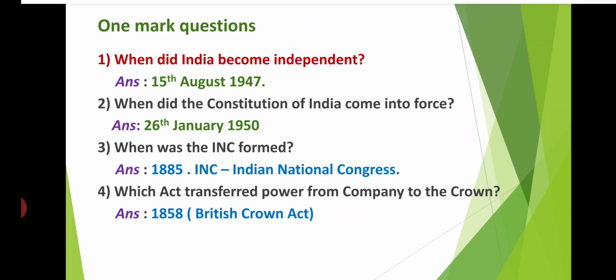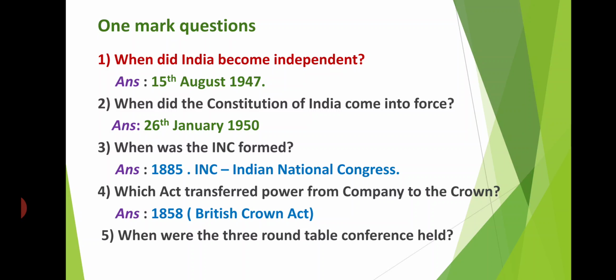Okay, so the fifth one is: when was the third round table conference held? So in the year 1932 it is held, the third round table conference.